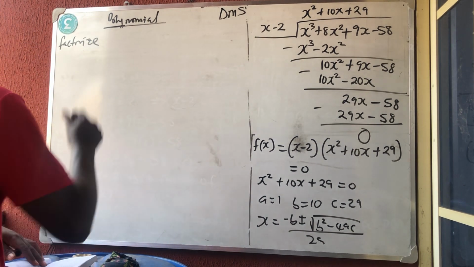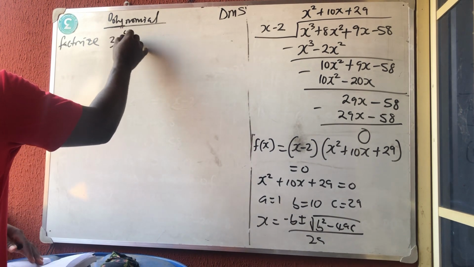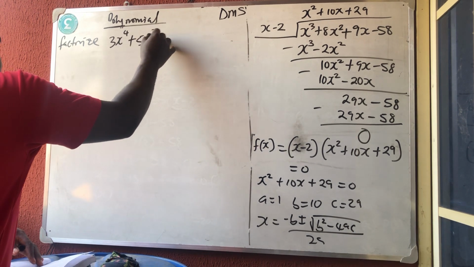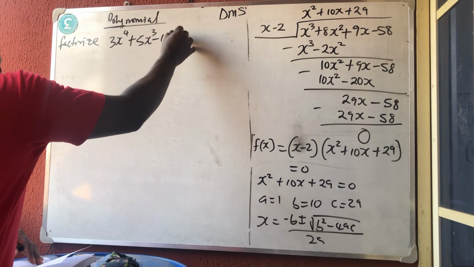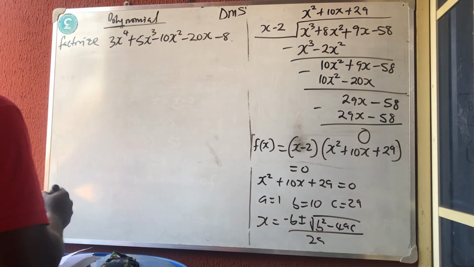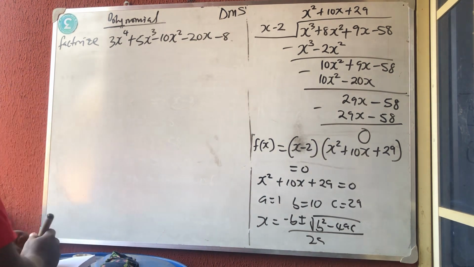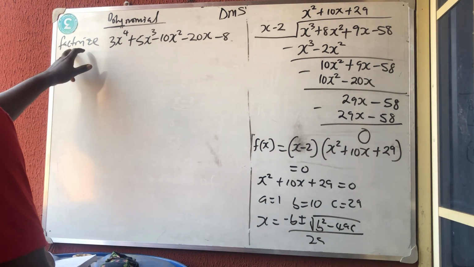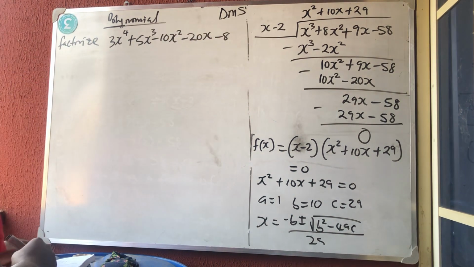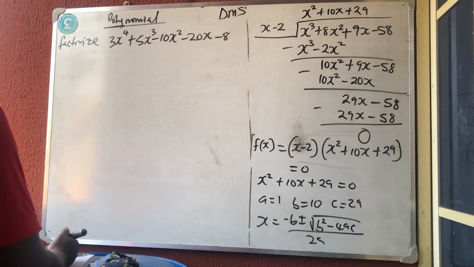Factorize 3x raised to power 4 plus 5x raised to power 3 minus 10x squared minus 20x minus 8. So we are asked to factorize this. You notice that in the question, if they say solve, they will say it's equal to 0, but in factorize, they will not equate it to anything. So what do we do now?